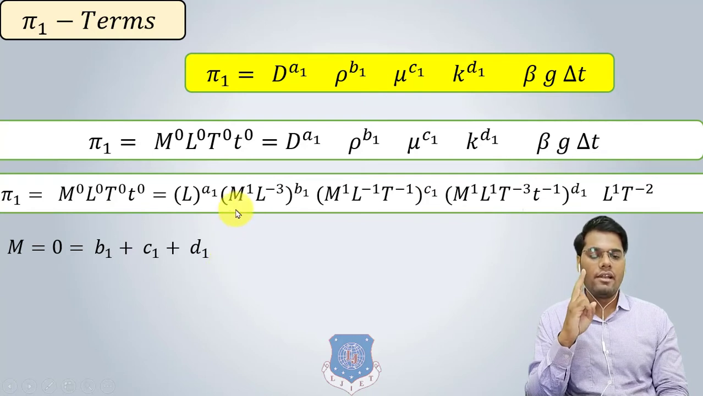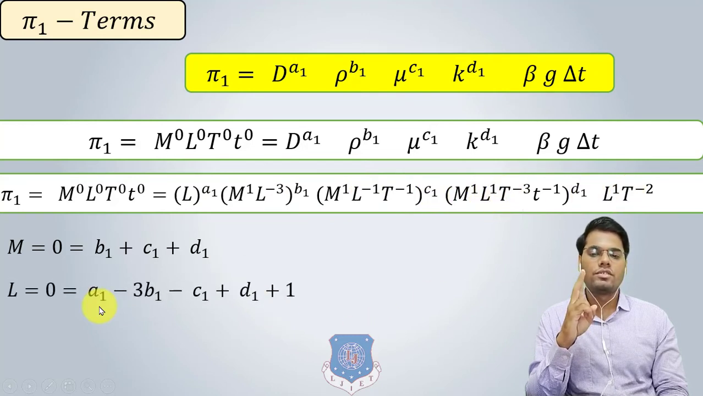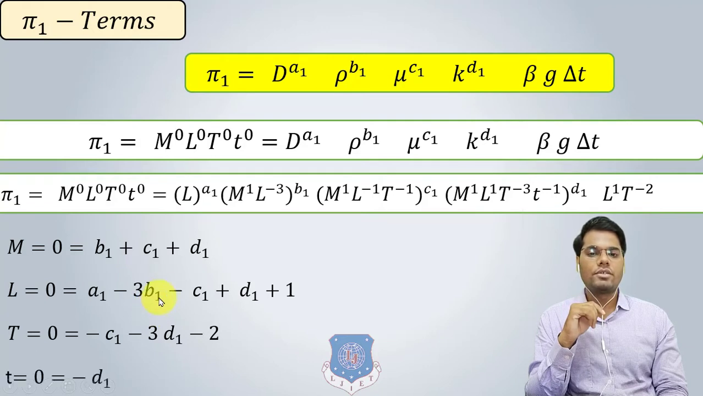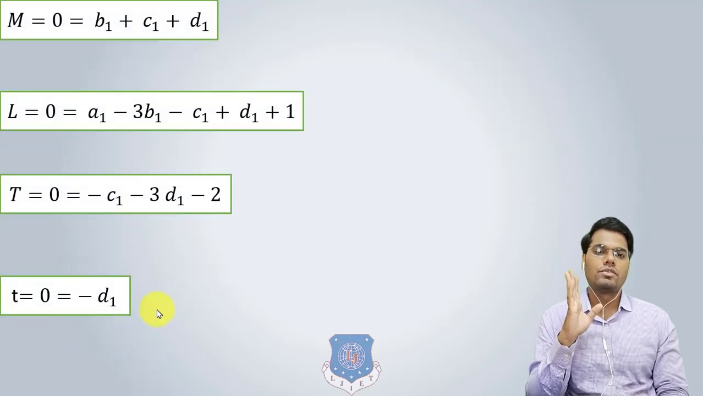Second, for the L, so A1 into 1 minus 3B1 minus C1 plus D1 plus 1 is equal to 0. This is equation number 2. Third one is for the capital T. So for capital T here, minus 1 into C1 minus 3 into D1 minus 2 is equal to 0. This is equation number 3. And the last equation is for the small t. So for small t, directly here we can see that minus 1 into D1, so minus D1 is equal to 0.